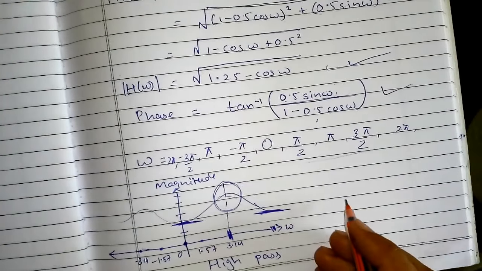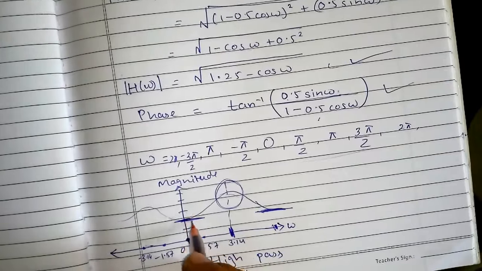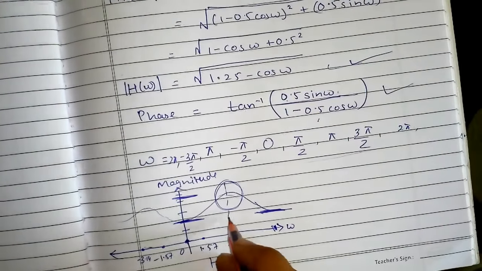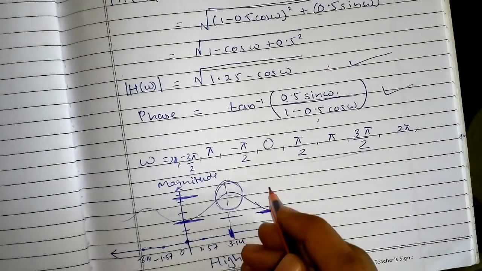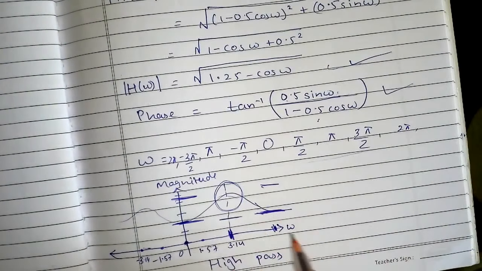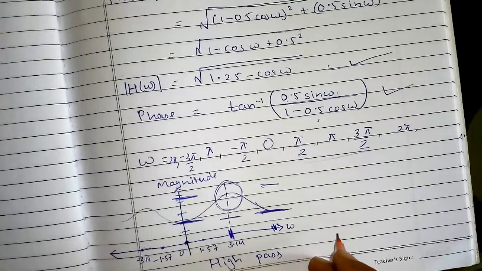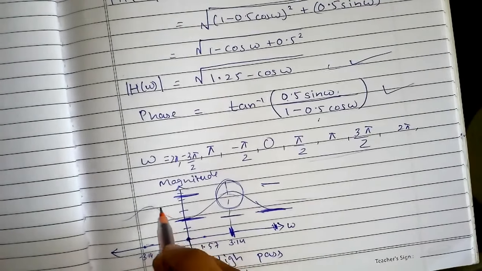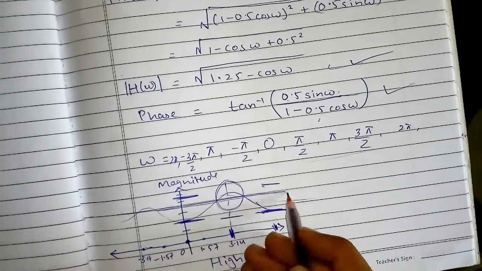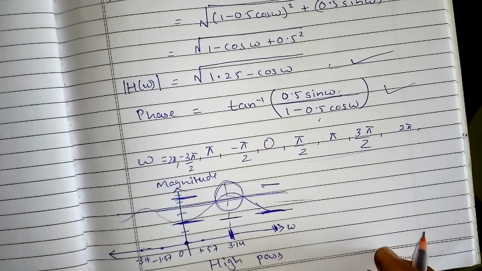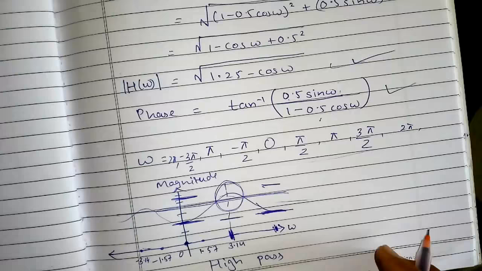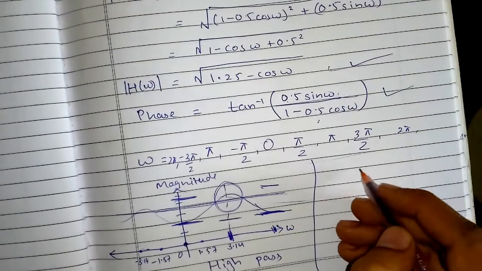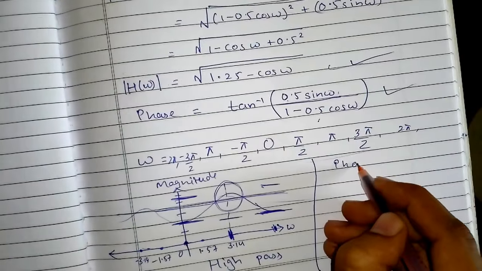If it happens that for lower frequency you get high value, for middle frequency you get low value, and for higher frequency you get again high value, then it is a low pass filter. And if for all the frequencies you get a constant value, then it is an all pass filter. Now this was my magnitude. Now comes plotting of phase.